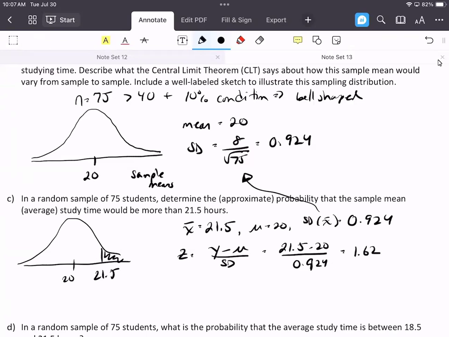Now we're going to go to the table. Remember that Z table, that standard normal table, is going to give us this area here. And the area it gives us is 0.9474. So that probability, in other words, the p-value, is going to be 1 minus 0.9474, which gives us 0.0526. So about 5.26% chance the study time is 21.5 hours or more.